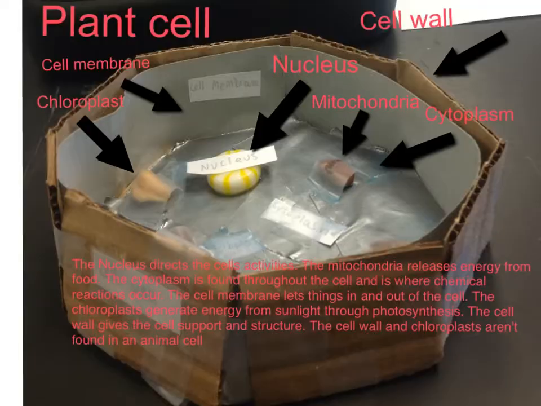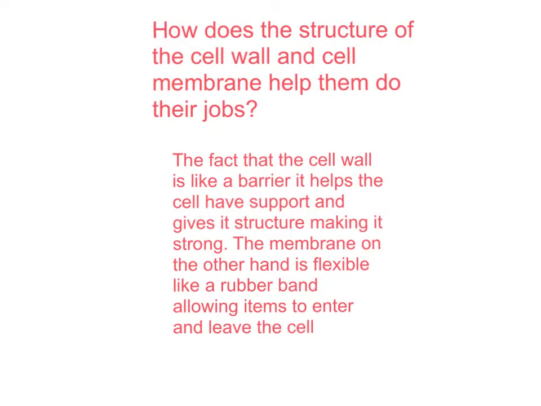Moving on. So one day, you're like, how does the structure of the cell wall and cell membrane help them do their jobs? Well, the cell wall is like a barrier. It helps the cell have support and gives it structure, making it strong. The membrane, on the other hand, is flexible like a rubber band, allowing items to easily enter and leave the cell at their leisure. So, let's move on.